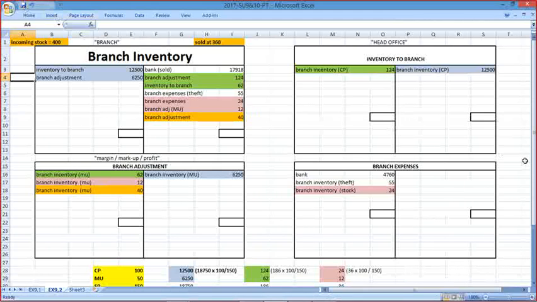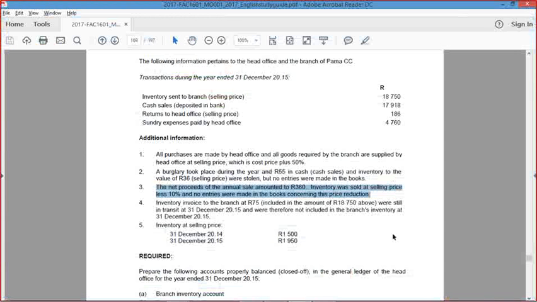So that's that. You only look for that 40, is that it? Correct, because you're adjusting for the difference. So you don't have to record that sale of 360? No, the sale was recorded. That's what they said.